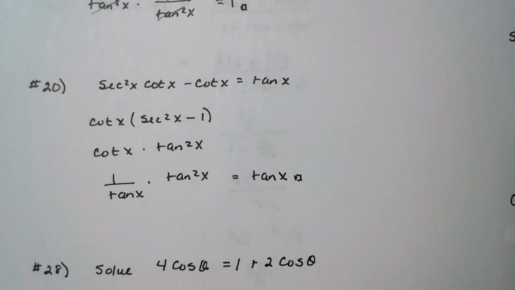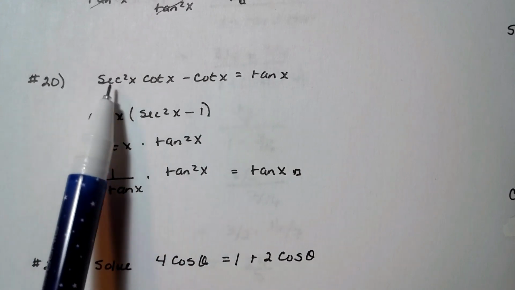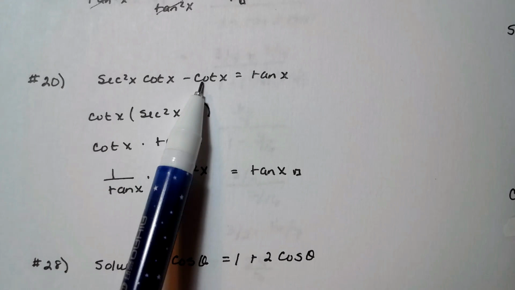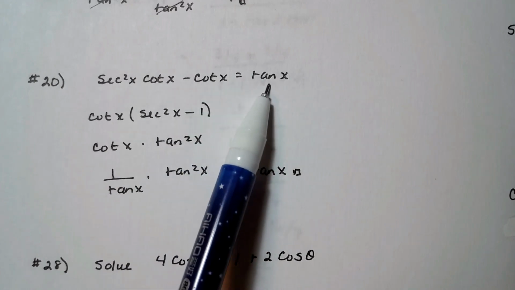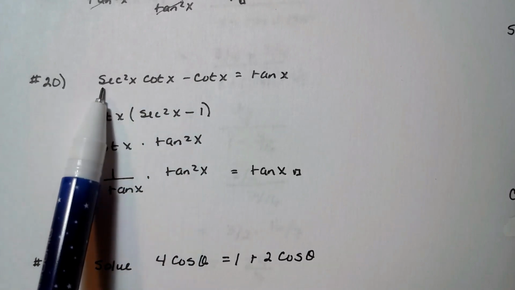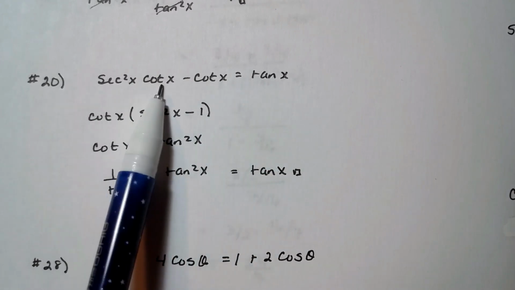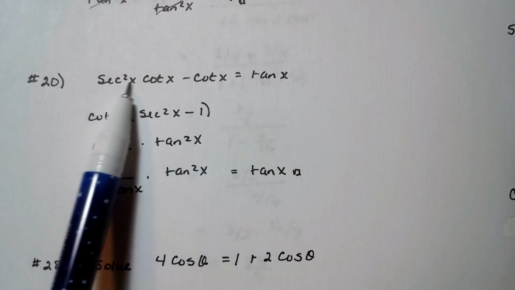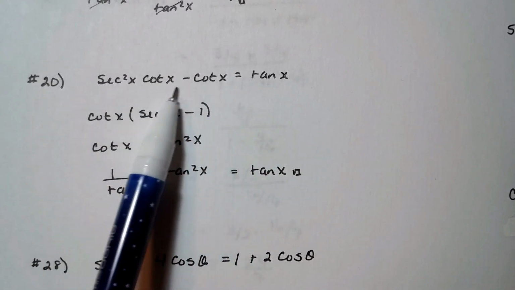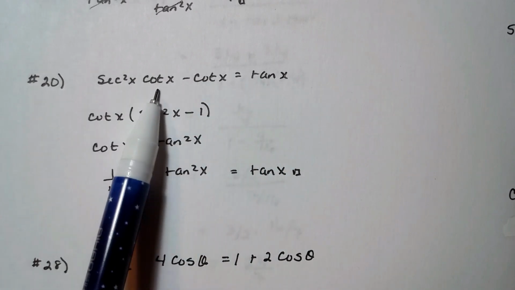In number 20, we have to simplify again. We have secant squared x cotangent x minus cotangent x is equal to the tangent of x. So this is more of a verify. In other words, I need to take one side of the equation and work it out so that it equals the other side. This is the more complicated side, so this is the side I'm going to start with. It's going to be really hard for me to take this and make this, right?